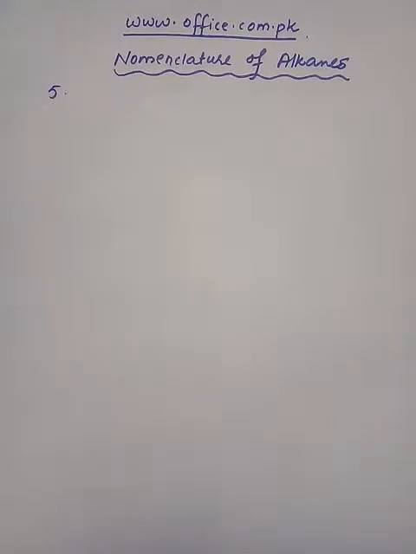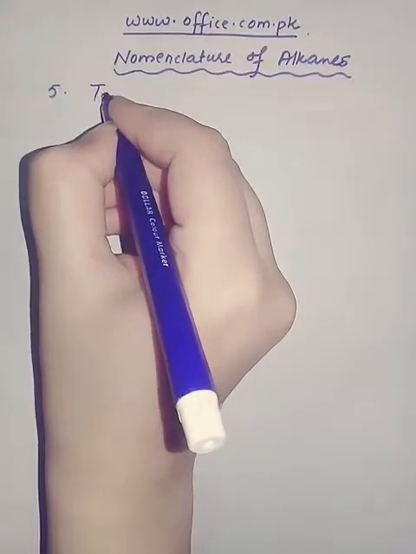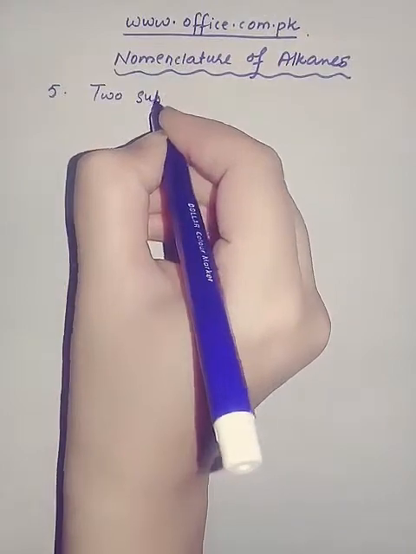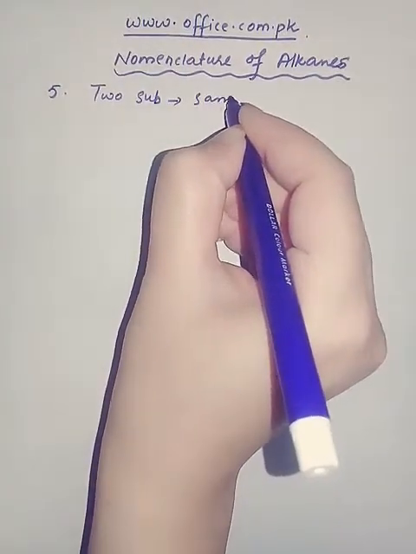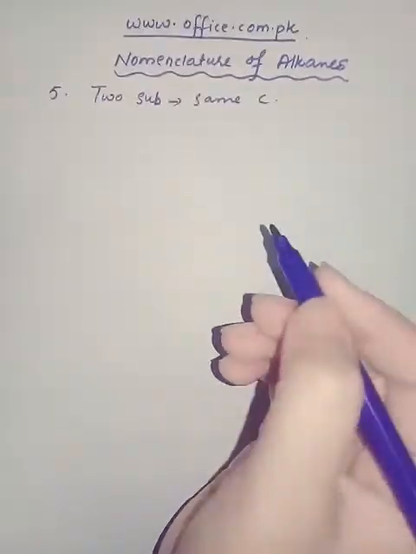Dear students, we are discussing the nomenclature of alkanes. We have studied 4 rules already. Now let us discuss the 5th rule, the case when two substituents are present on the same carbon. Now how will you name?